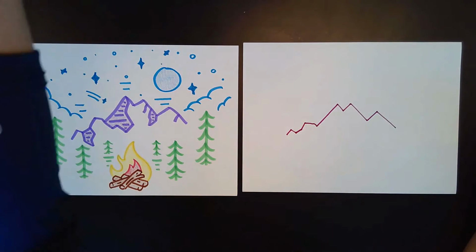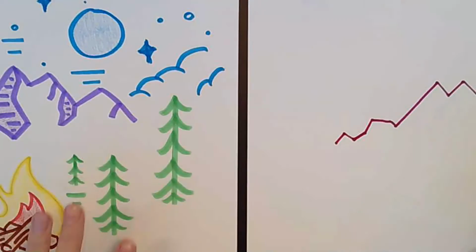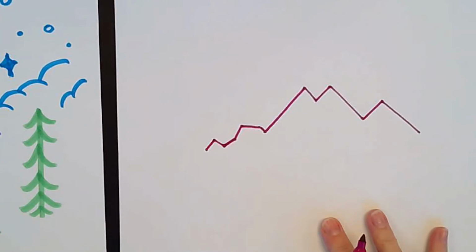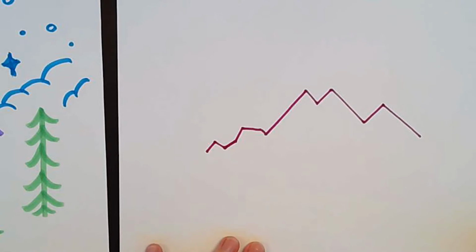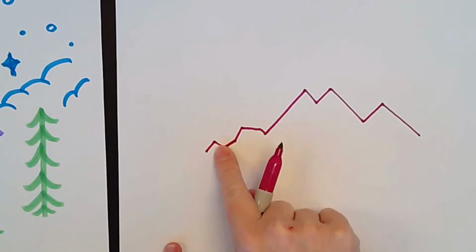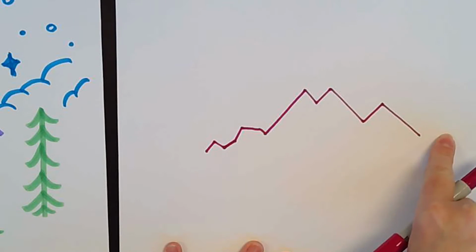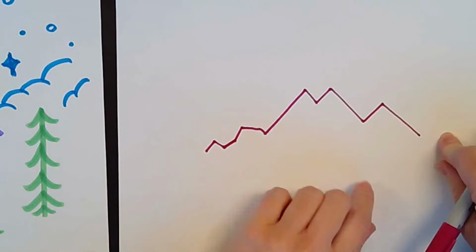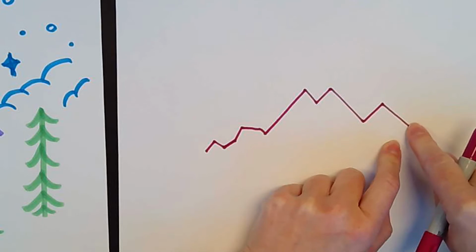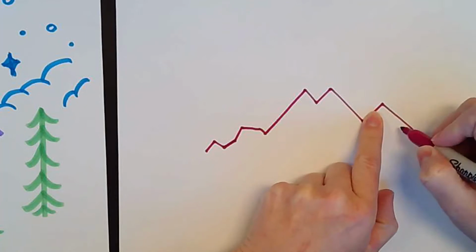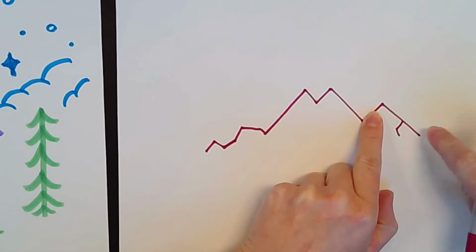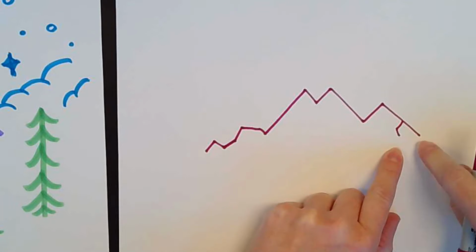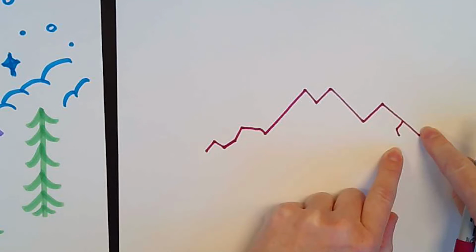Okay, so now I'm going to add some details to my mountain. So I'm going to zoom in a little bit so you can see the details that I am doing. So, get your jagged mountain line. And then we are going to add some details. So start over here on the very far right, and about halfway up, make a little jagged line. Little jagged line.